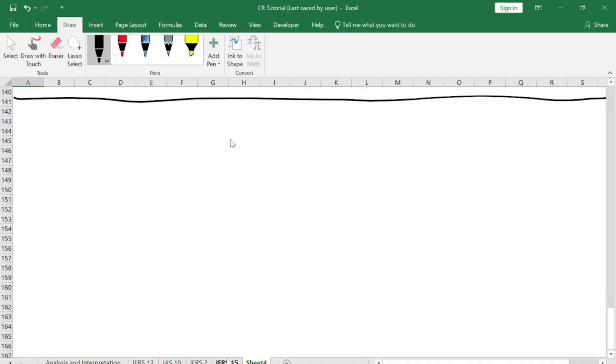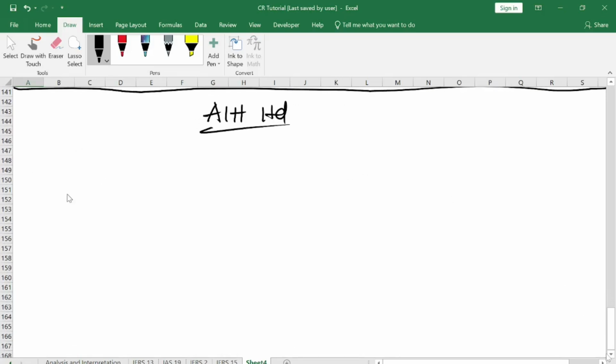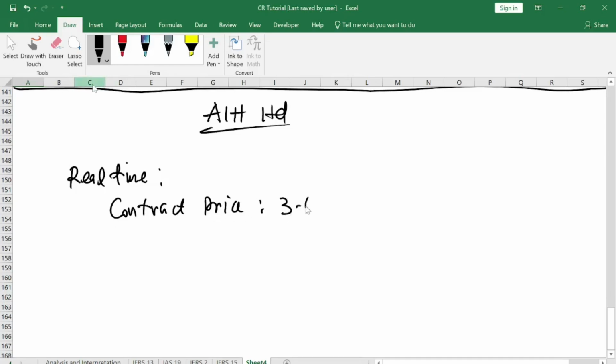All right, so what is the name of the company? The name of the company is AIH Limited, right? Okay, so that's the name of the company. They have 2 sets of data that you have to deal with. One is real time. Now, with the real time, what did they say? They said that they have a contract price of how much? 3.6 million. And the term of the contract is 3 years.